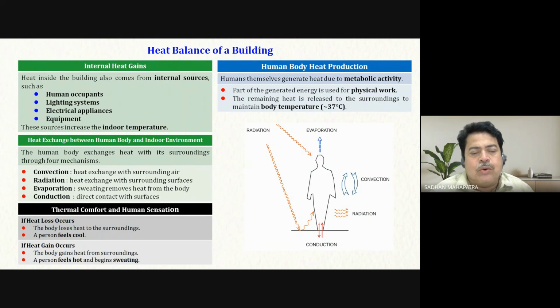So now if you look, you are sitting inside a classroom, and you are doing some gym activities inside the gym. Inside the gym, due to the more physical work, the heat released from the body will be much higher than sitting inside the classroom.